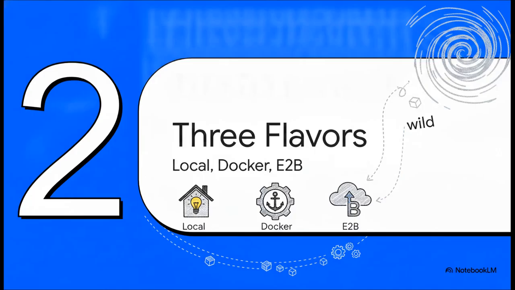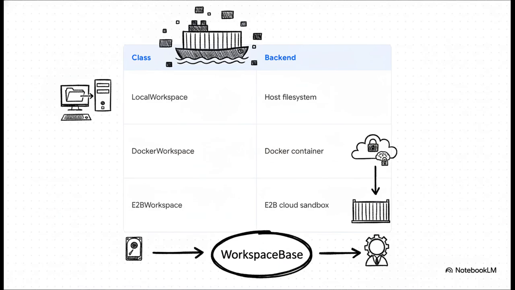Moving on to Section 2, 3 flavors of execution: local, Docker, and E2B. Now, what's really interesting about this slide is seeing how this actually runs out in the wild. AgentScope gives us 3 distinct workspace flavors mapped to different backends. First, the local workspace, running straight on your host file system. Then, the DockerWorkspace, which fires up a Docker container using AO Docker. And finally, the E2B workspace, which taps into an E2B cloud sandbox via async sandbox.